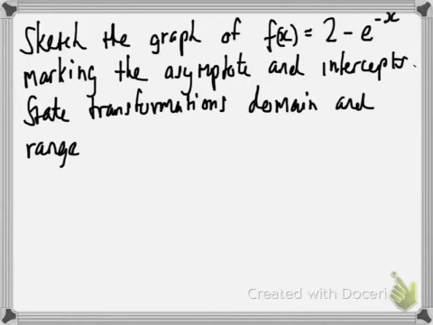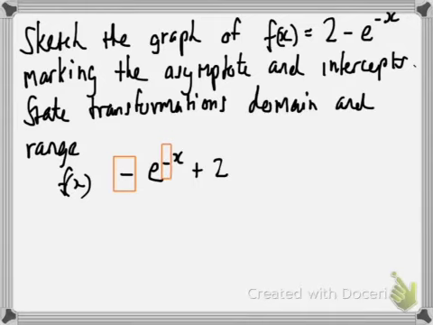Last problem in this video, obviously looking here at our reflections, we've got 2 minus e to the power of negative x, which could also be written as negative e to the power of negative x plus 2, same thing. And the thing that strikes you here, there's 3 situations. There's that negative there, which reflects it in the x-axis. There's that negative there, which reflects it in the y-axis. And there's a plus 2, which shifts the graph up 2 places.